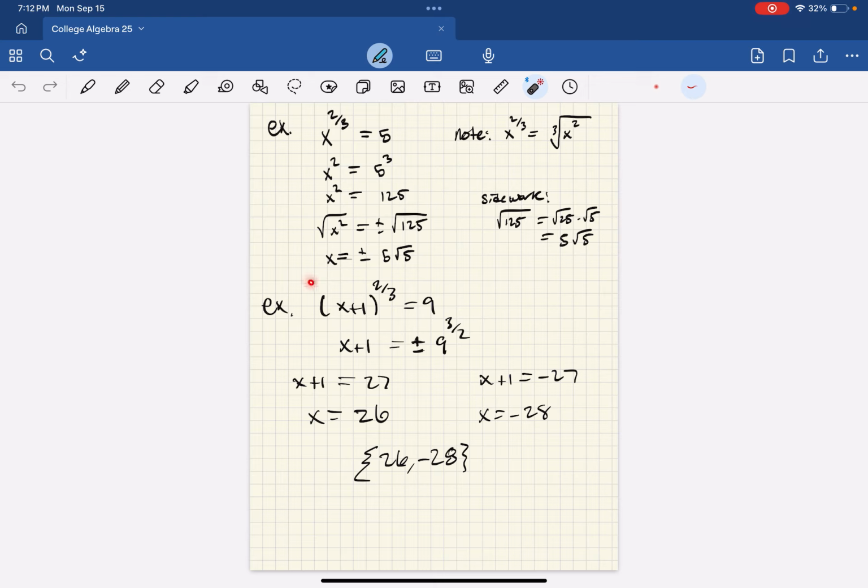Okay, so we can just think of it as taking both sides to the 3/2 power. So 9 to the 3/2 is plus or minus 27. So that would be 9 cubed and the square root of that, minus 1 on both sides. And then on this one, we break that up into two equations since we do have the plus or minus. So one of those is positive 27, the other is negative 27. Subtract 1 from both sides, then we get 26 and negative 28.